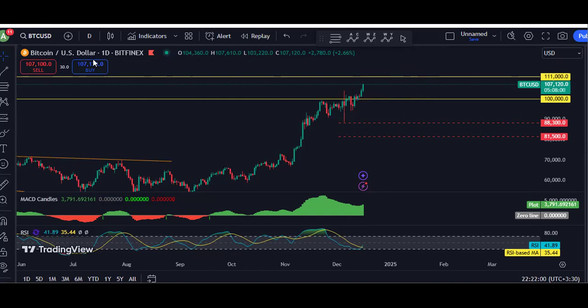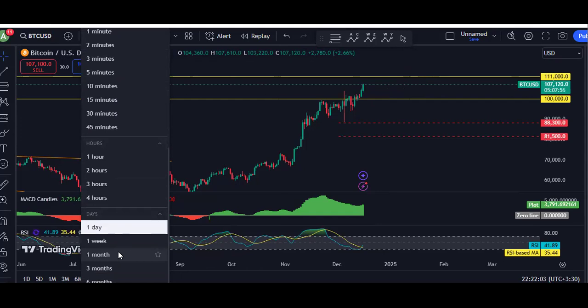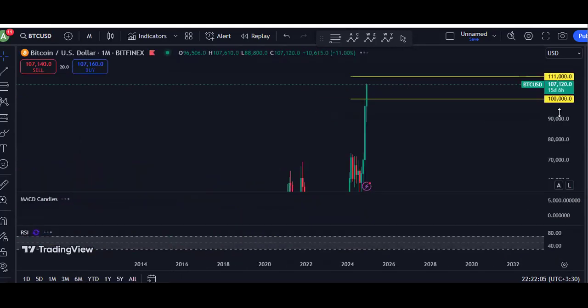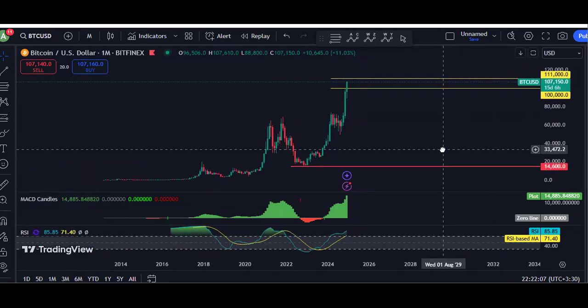Anyway, we move to a higher time frame. We want to see what we have been looking for. And if we move to the monthly chart, similar explanation. After this correction, we have been looking for 100 followed by 111. We want to see the breakout of this zone, then we can look for 150 followed by 180.